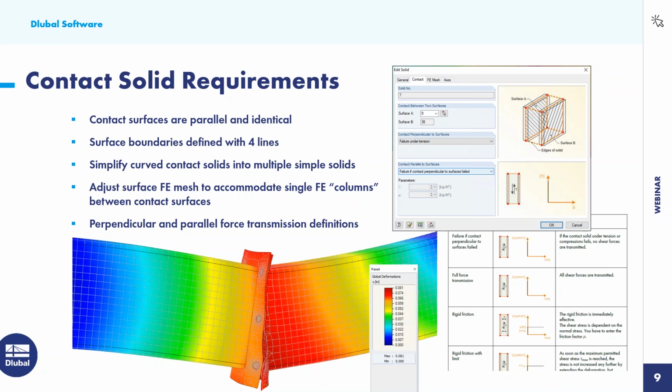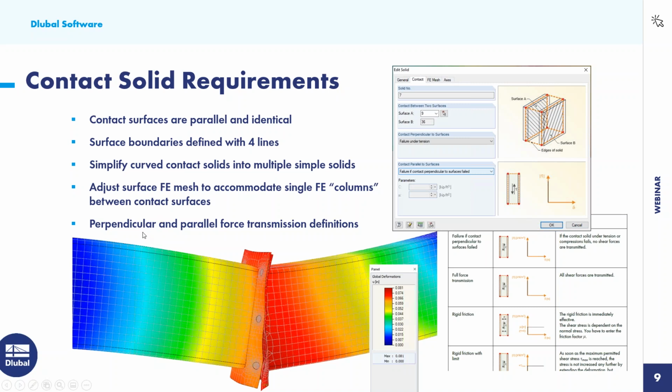We want to adjust the surface FE mesh to accommodate the single FE columns between contact surfaces. And what I mean by this is we have in this picture up here on the right, surface A on the left, surface B on the right. Well, we'd want to adjust our FE mesh so that it's giving us accurate results. It's small enough in that there's one single FE mesh element that's going to be drawn from surface A to surface B connecting. And that kind of circles back around to why these two surfaces must be identical.